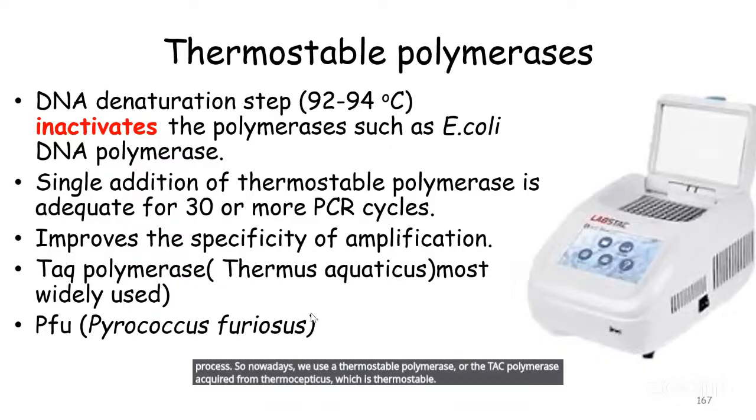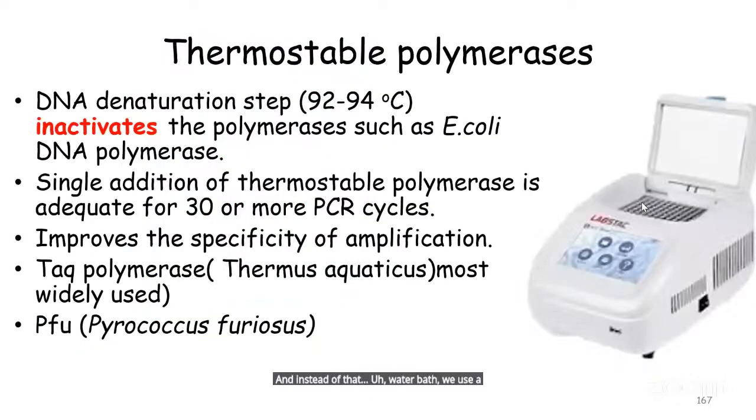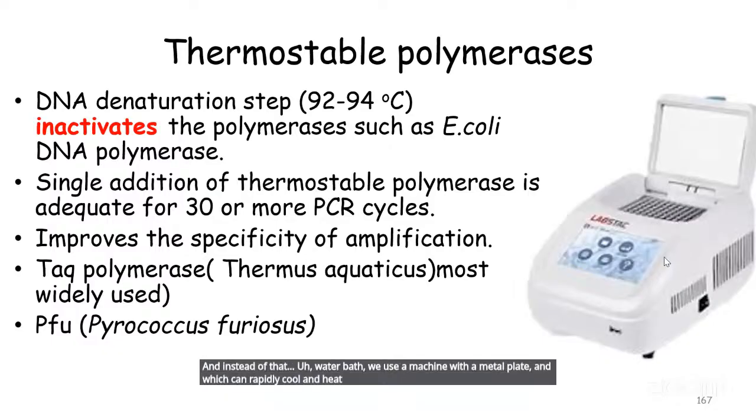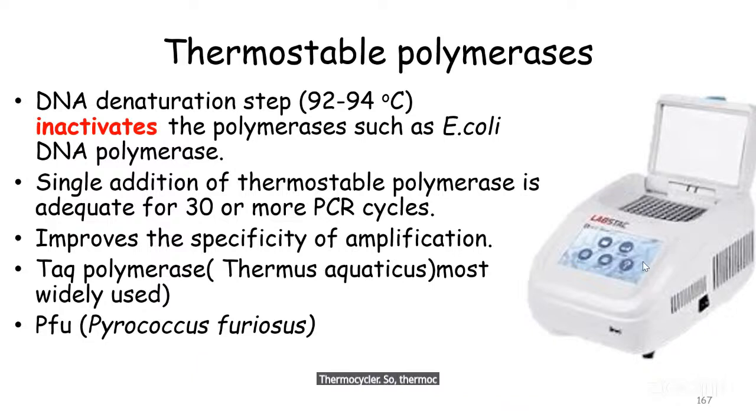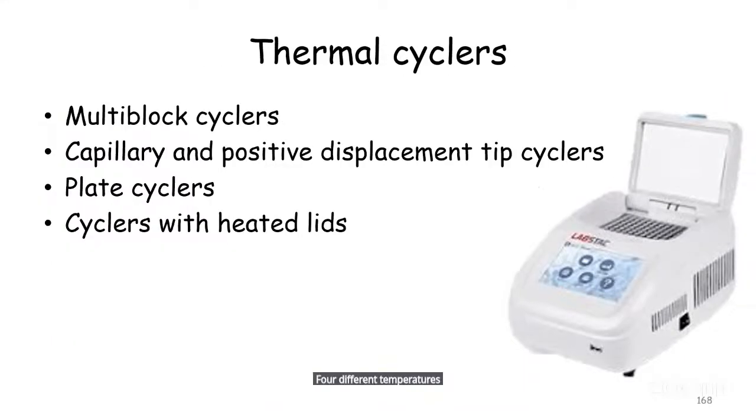And instead of that water bath, we use a machine with a metal plate, which can rapidly cool and heat itself. This is called a thermocycler. So the thermocycler itself is an automation, I guess. With the help of thermostable polymerase, you can just put one single tube on one single site, and after some time, the complete amplification will be processed. You don't have to change the tube for different temperatures.